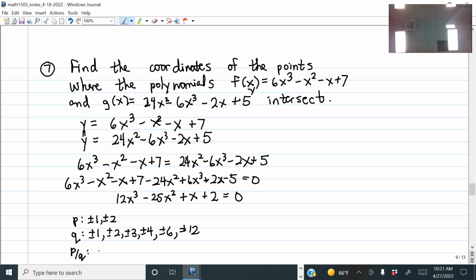So what are all of those? Plus or minus 1, plus or minus 2. We can repeat these two, right? And now what else do we get? We have to divide 1 by all of these things, so you have plus or minus 1/3, plus or minus 1/4, plus or minus 1/6, plus or minus 1/12. And then you have to divide 2 by all of these things. So 2 over 1 is 2, I've already got that written down. 2 over 2 is 1, I already have that written down.